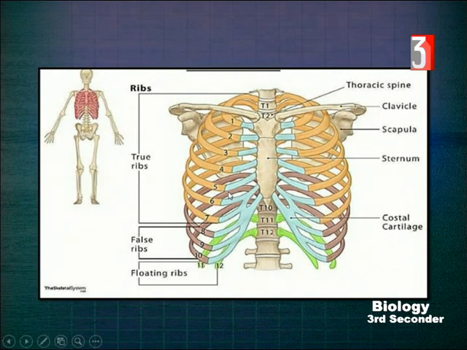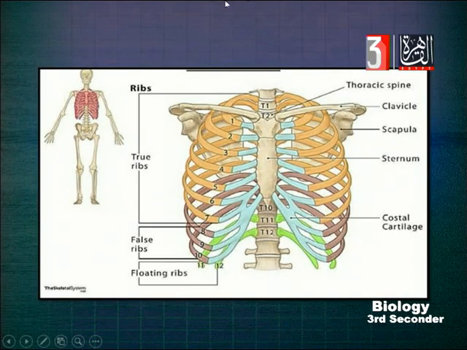The thoracic cage attaches posteriorly with the thoracic vertebrae. Rib number 1 attaches to thoracic vertebra number 1. Rib number 2 attaches to thoracic vertebra number 2. The ribs attach anteriorly with the sternum, the flat bone, but only 10 pairs of ribs attach to the sternum.